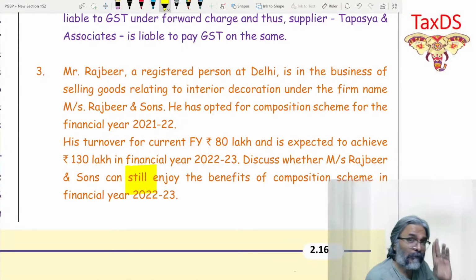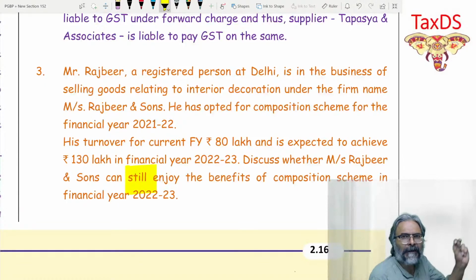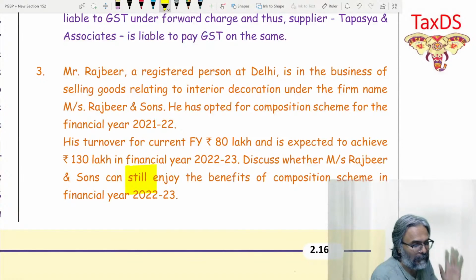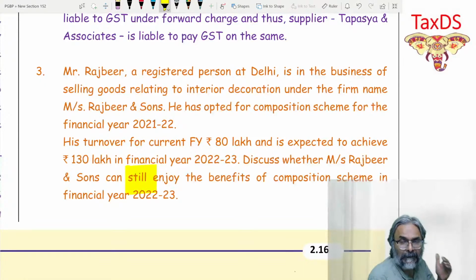There are 2 ways of putting the question. Be careful. One way would be: discuss whether Mrs. Rajbir and Son is eligible for the composition scheme for financial year 22-23. Mark my words, see the question. That is question number 1. And the second is: discuss whether Mrs. Rajbir and Son can still enjoy the benefit of composition scheme in financial year 22-23.